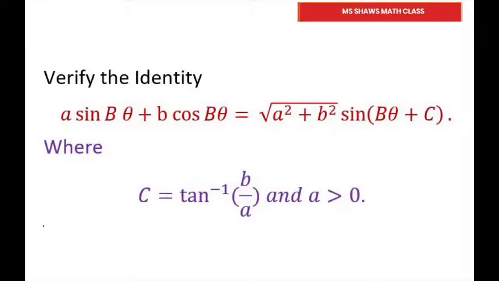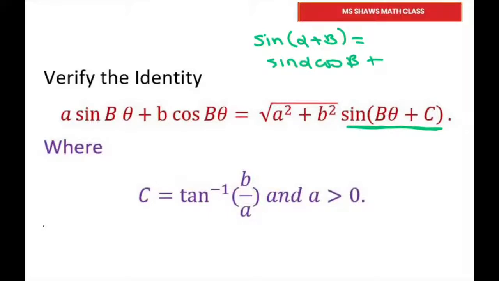So the thing you need to know is we're going to use the sum formula or identity for sine. Just remember that the formula for sine of alpha plus beta equals sine alpha cosine beta plus cosine alpha sine beta. Remember, you don't distribute that, so we are going to use the sum formula for that.